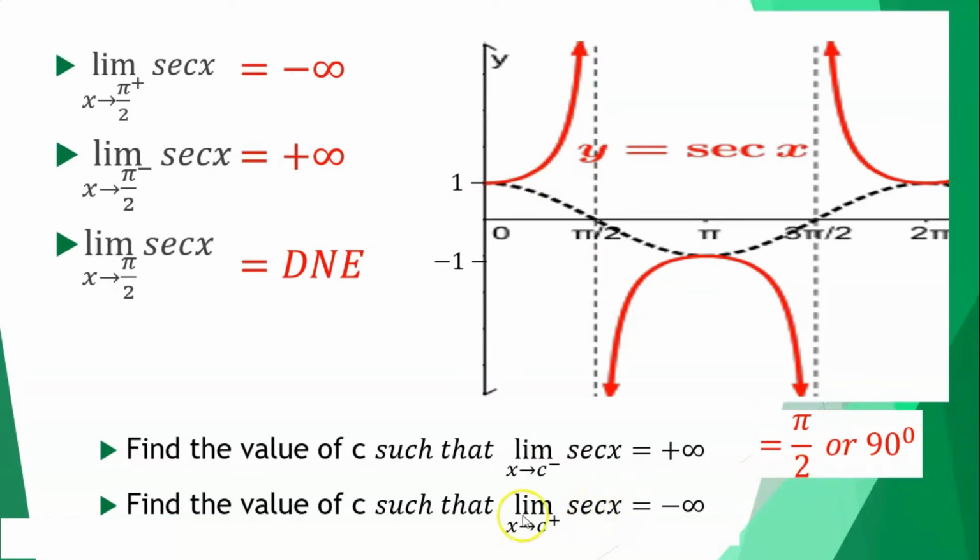Now, for the second one, it's the limit of secant of x from the right, and this time it is negative infinity. For negative infinity, we will look below the x-axis. So negative infinity approaching from the right, still that is pi over 2, or that's 90 degrees. Okay, another.